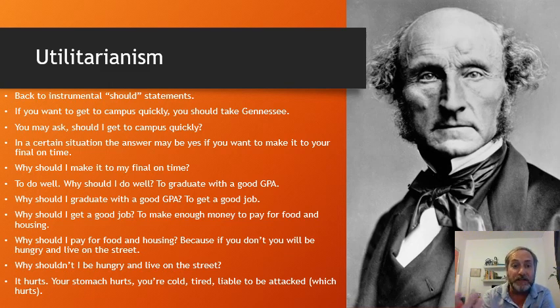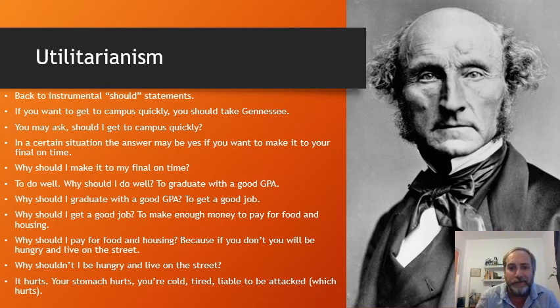And the answer may be yes, right? If you want to make it to your final on time, say. But then you might ask, should I make it to my final on time? Well, yeah, if you want to graduate and get a good GPA, then yes, you should. Okay, but should I graduate and get a good GPA? You might say, yes, if you want to get a good job, you should do that. Of course, I can say, well, should I get a good job? And you might say, yes, you should, because you need to make enough money to pay for food and for housing and stuff like that.